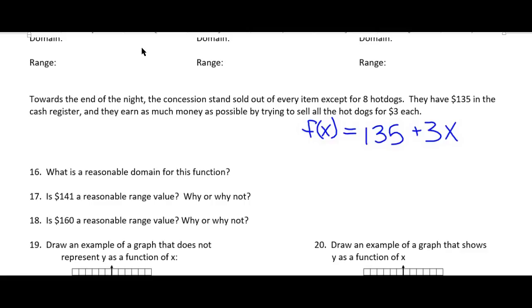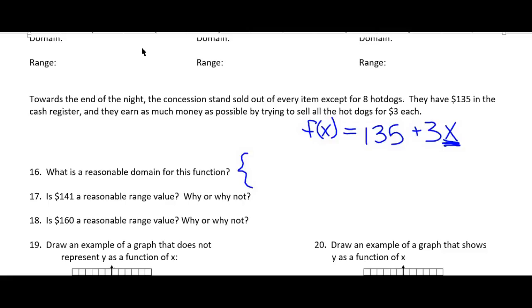Number 16 says, what is a reasonable domain for this function? Domain is x values. So what I'm thinking is, what possible numbers could get plugged into this x? Well, that x is the number of hot dogs they're selling. If they sell 1 hot dog, we're doing 135 plus 3 times 1. If they sell 4 hot dogs, 135 plus 3 times 4. So the x is the possible amount of hot dogs that they can sell.